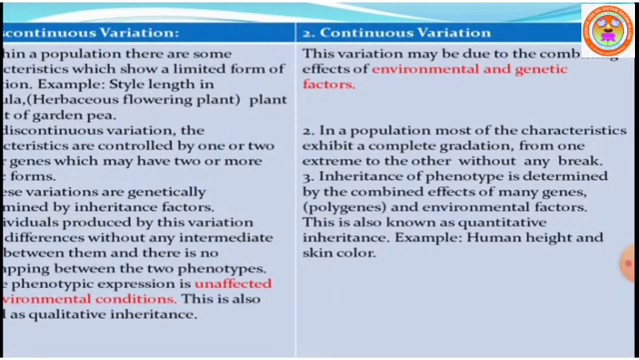Let us come to continuous variation. Continuous variation may be due to genetic as well as environmental factors. So variation in living organisms determined by both the environmental factors and the genetic factors is called continuous variation. In a population, most of the characteristics exhibit a complete gradation from one extreme to the other without any break.